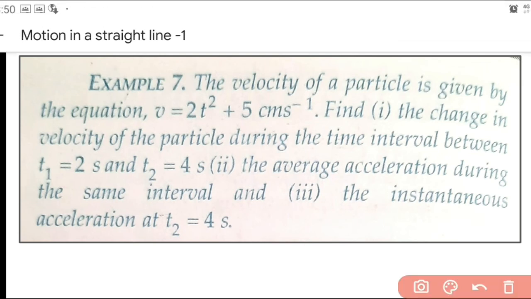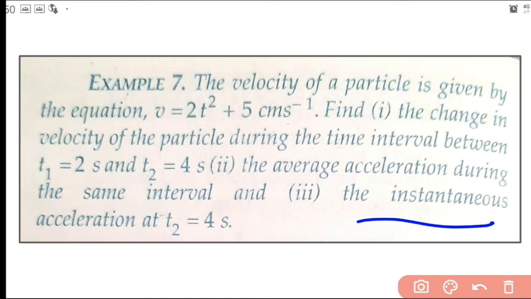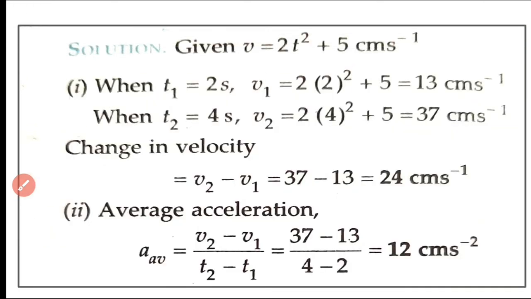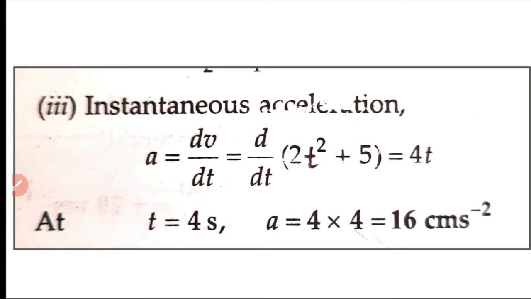What is given is v. So if v is given, how can you find it? Let's start with instantaneous acceleration first. That is easy, no? What is instantaneous acceleration? A is equal to dv by dt, or d by dt of v. What is v? 2t square plus 5. Now you perform differentiation. d by dt of 2t square is 4t. Then d by dt of 5 is 0. So you will get acceleration as 4t. Then at t equal to 4 seconds, what is acceleration? 4 into 4, 16 centimeter per second square.